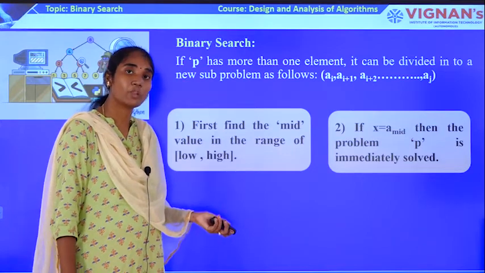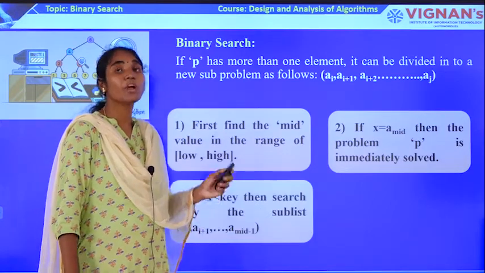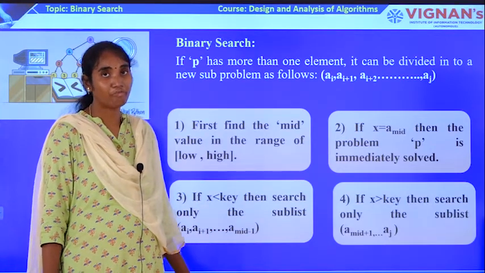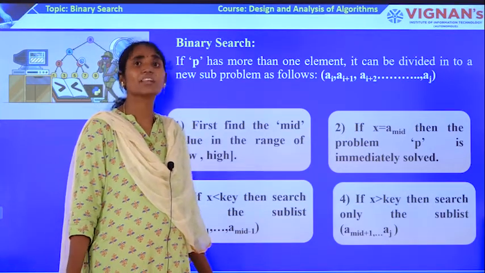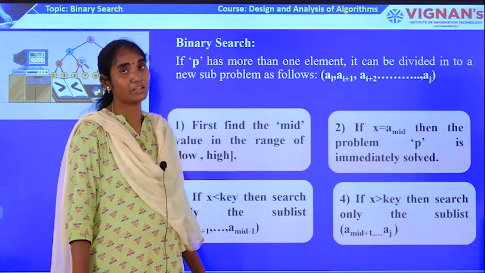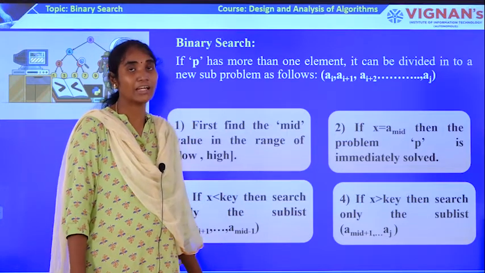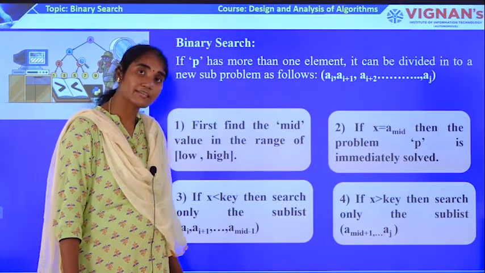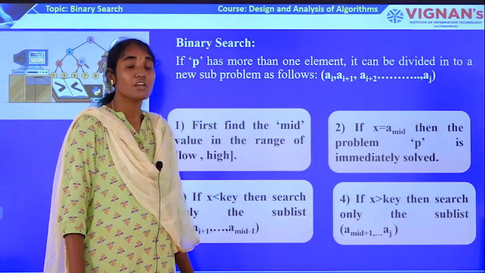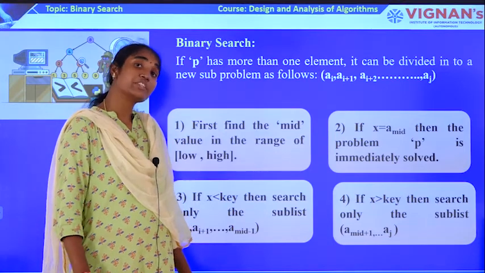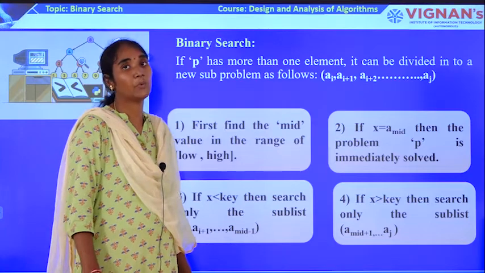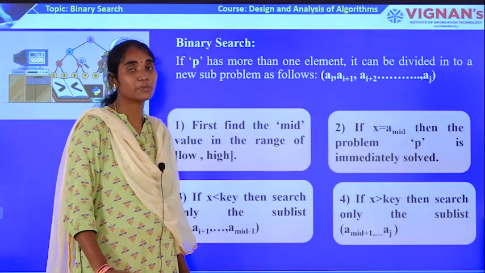Initially we are going to find out the mid position, and now we are going to compare. If x is equal to a of mid, then simply we will return the mid position. If x is less than a of mid, then we can conclude that x can be present in the left sublist of mid. So no need of checking all the elements. So now I'm taking the high value as mid minus 1.